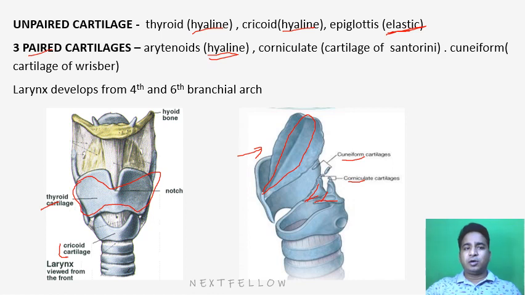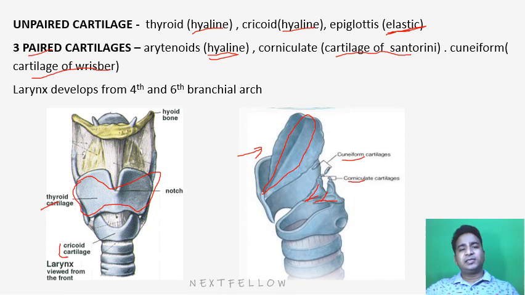Why am I discussing this? Because it's important from the examination point of view. The unpaired cartilages are thyroid, cricoid and epiglottis, out of which the thyroid and cricoid are hyaline in nature and the epiglottis is elastic in nature. If we talk about the three paired cartilages, the first one is the arytenoid, which is a type of hyaline cartilage, and then come the corniculate and cuneiform cartilages, which are elastic cartilage. The corniculate cartilage is also known as the cartilage of Santorini, and the cuneiform cartilage is known as the cartilage of Wrisberg.